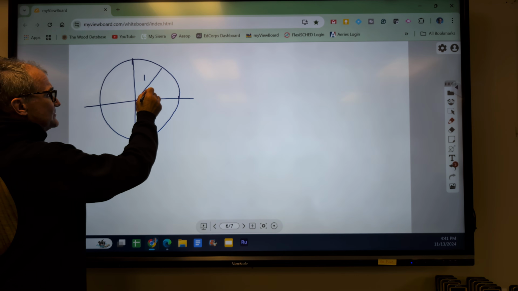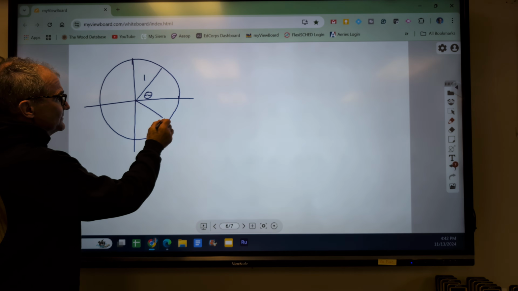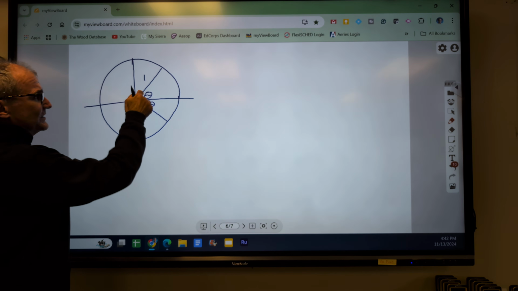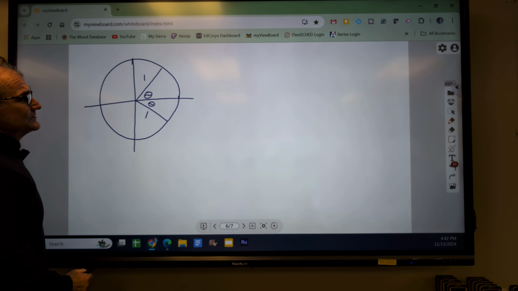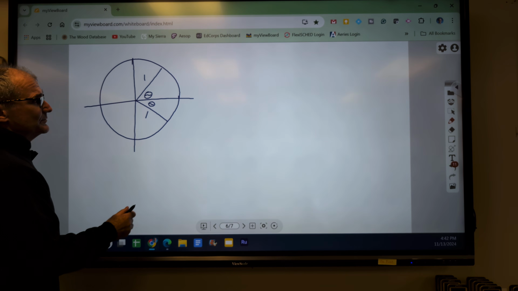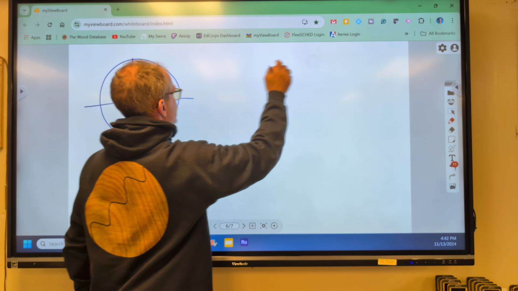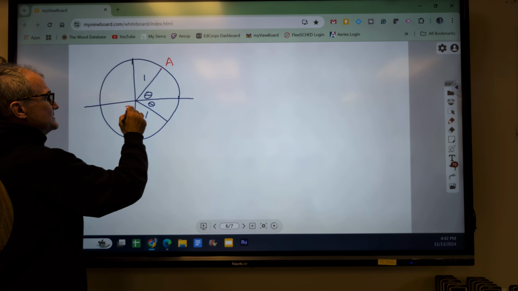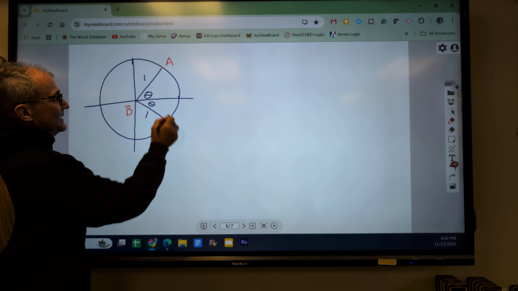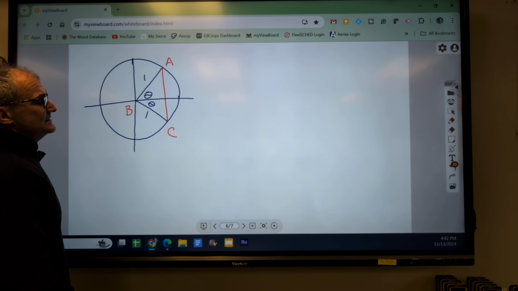I could rotate angle theta up, and I could rotate the same amount down to give me another theta here. So whatever angle that is, that one's the exact same. This is also a radius inside that circle, and then I'm going to label some of the points. So let me change colors here. I'm going to call this point A, this point B, at my origin this point C, and then I'm going to draw this line right here, and this is going to be line AC.